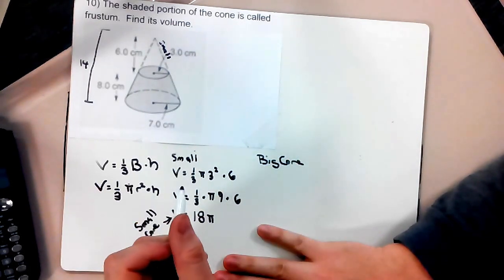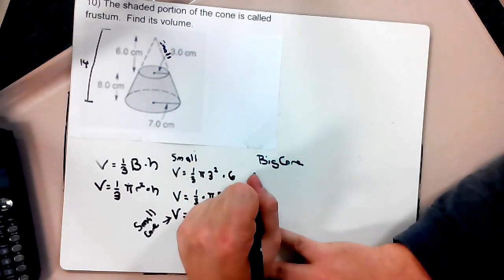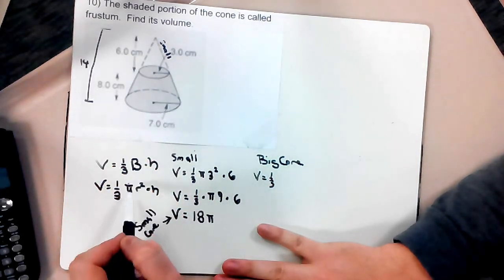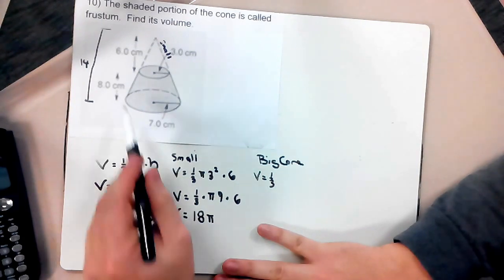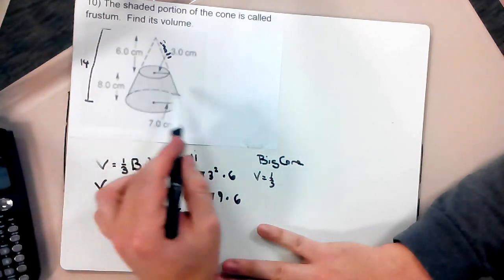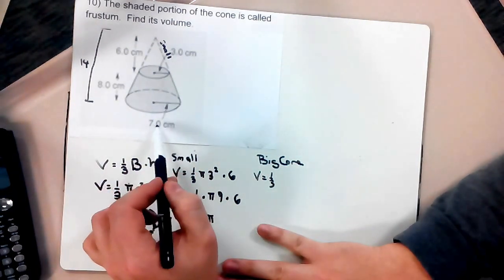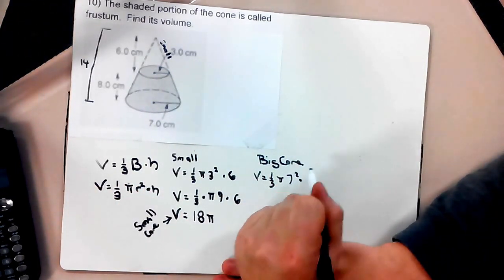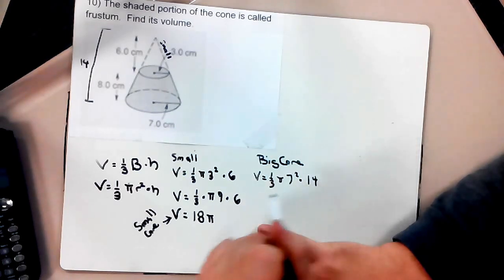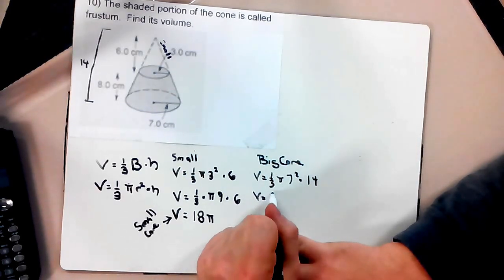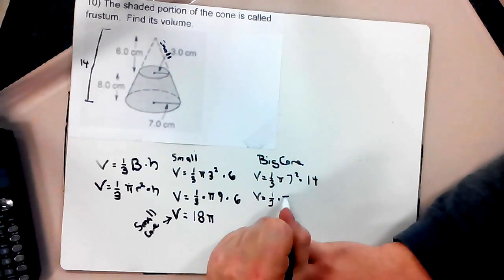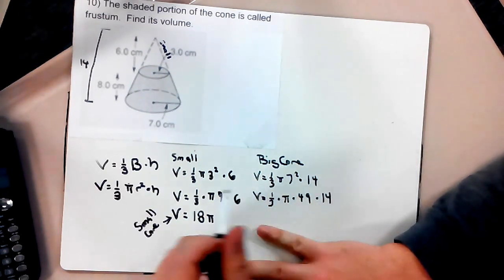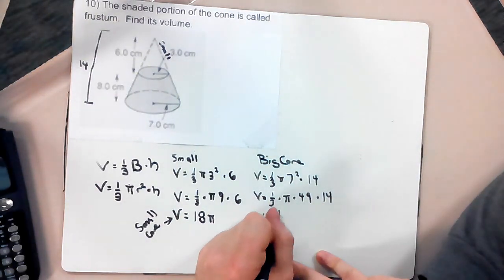Okay, or volume, excuse me, the volume of the big cone. So V equals 1/3 pi r squared again, because the shape of that base is a circle. I have a radius of 7, so 7 squared times 14. V equals 1/3 times pi times 49 times 14. Let's plug that all in together.